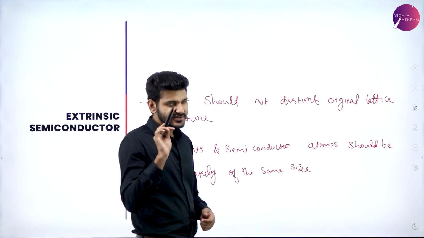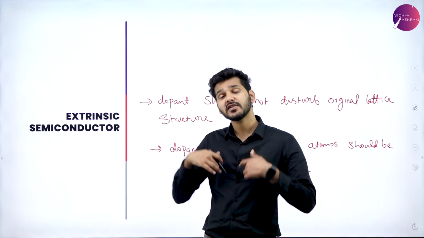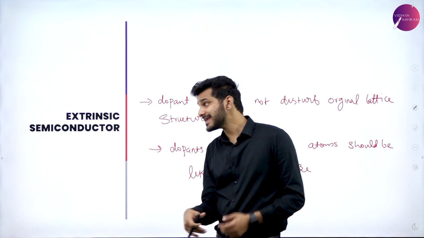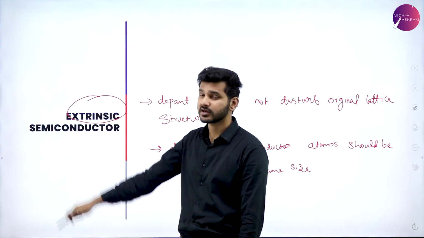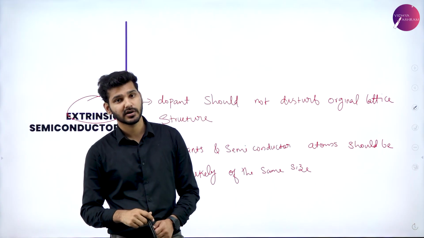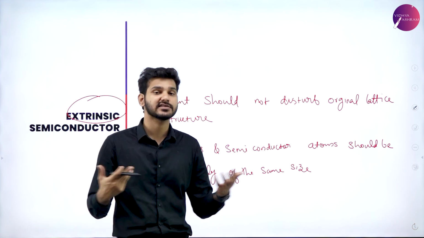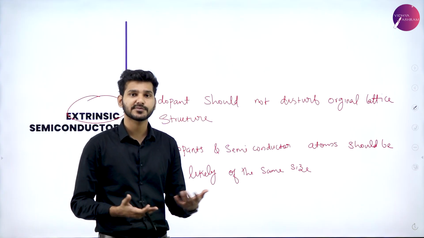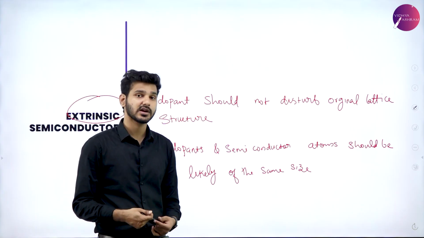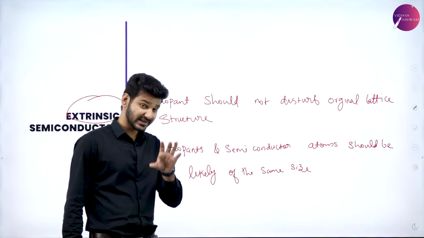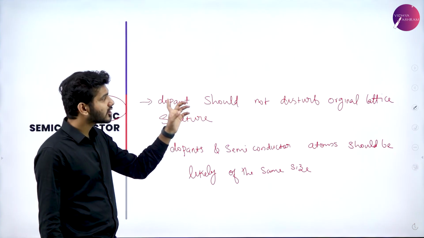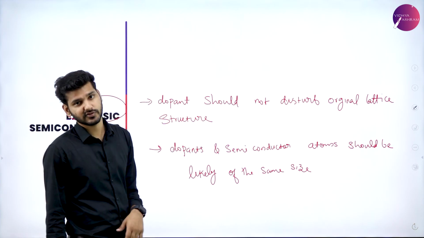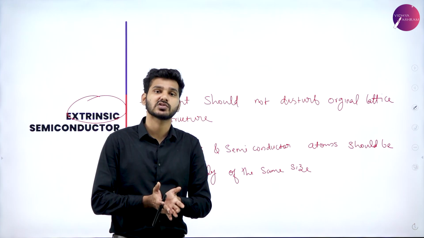Finally, you just have to remember one more thing. When we are doping, that is, adding impurities to a semiconductor to make it an extrinsic semiconductor, there are two things you have to remember. We cannot add impurities as we please. We cannot just add gold or zirconium to germanium and expect it to be an extrinsic semiconductor. The dopant should not disturb or distort the lattice structure, which means already there is a lattice structure.